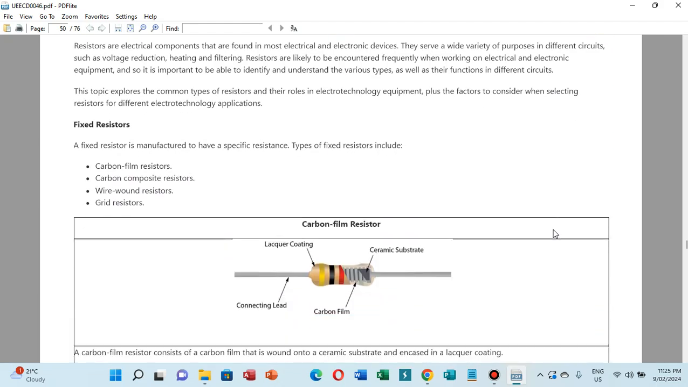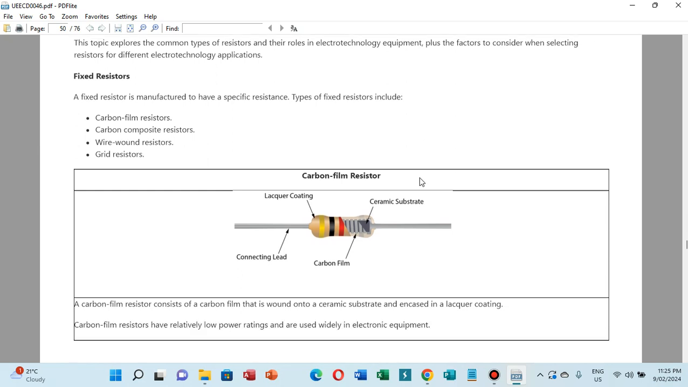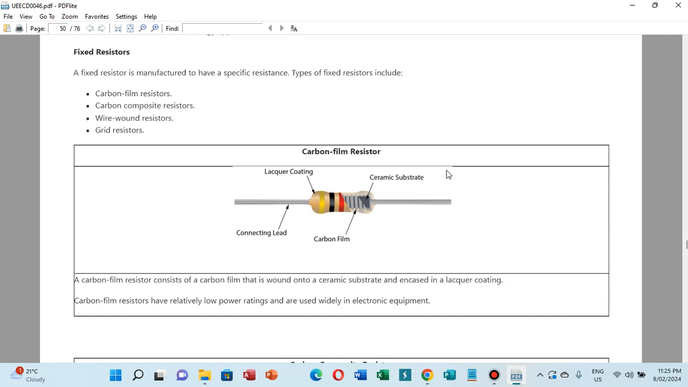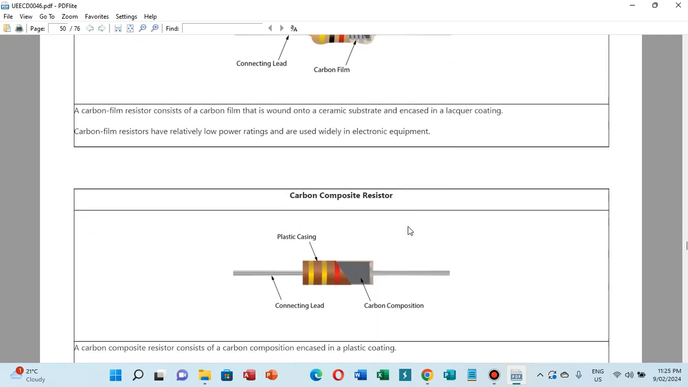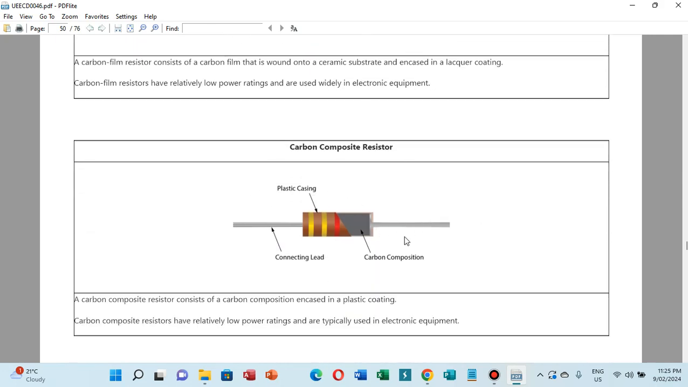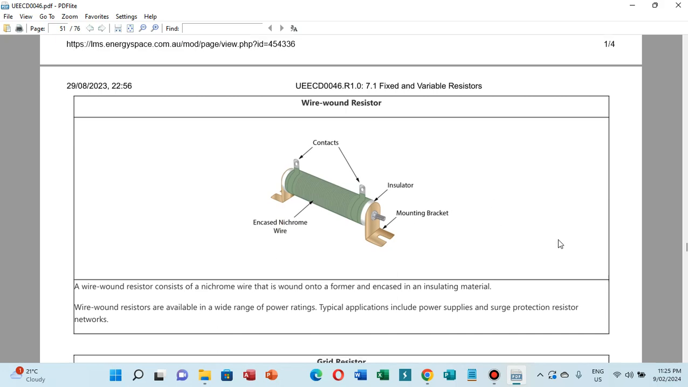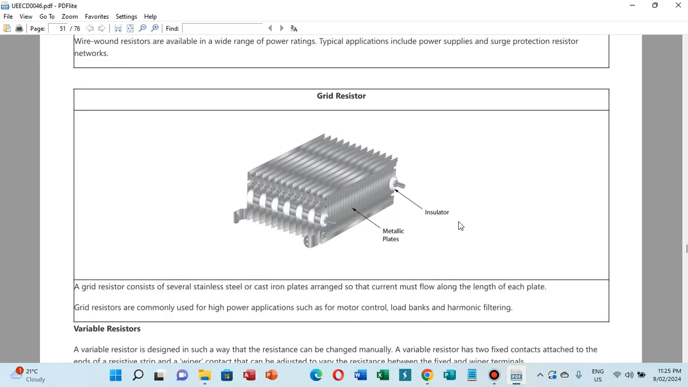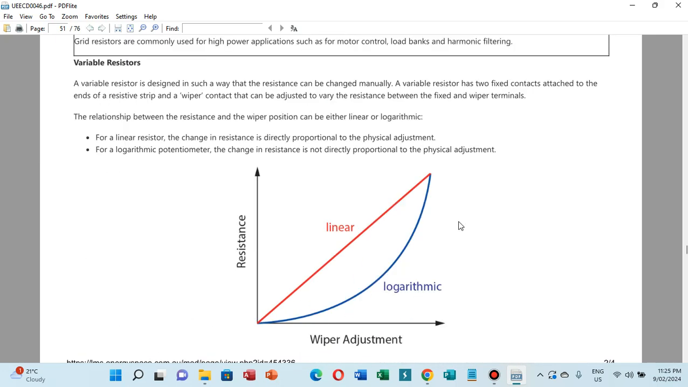So there are several kinds of fixed resistor: the carbon film resistor, the carbon composite resistor, the wire wound resistor, and the grid resistor. Those are the kinds of fixed resistor. This is a carbon film resistor, and this is a carbon composite resistor. This is a wire wound resistor, and this is the grid resistor. Those are the kinds of resistor we utilize.